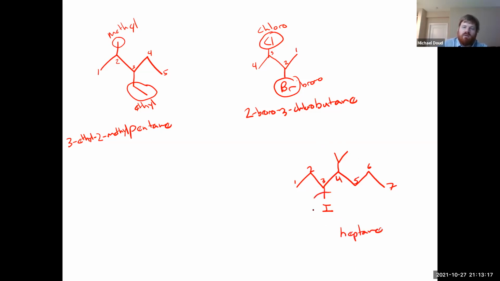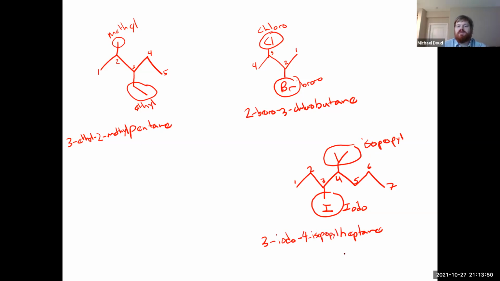And what's our substituents? Well, we've got an iodine, that's an iodo substituent. Then we got this weird Y-looking thing. This is the isopropyl group that we were talking about before. It's 3 carbons that's bonded in the second carbon to the main chain. Okay, so how do we label this? Well, it looks like iodo would come before isopropyl alphabetically. So we're going to call it 3-iodo, 4-isopropyl, heptane, just like that. And that's how we can name alkanes.